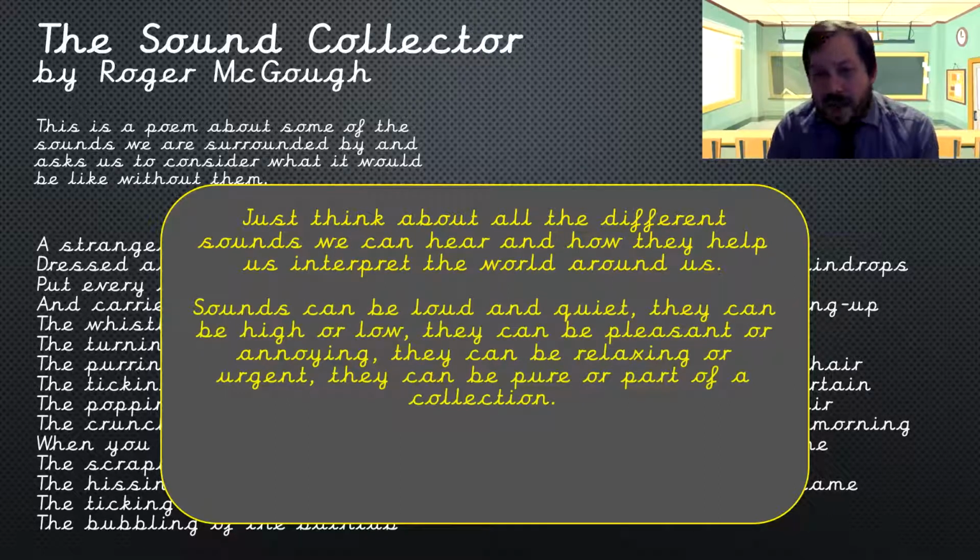These sounds can be loud or quiet. They can be high-pitched or low-pitched. They can be pleasant or annoying. They can be relaxing or urgent. They can be pure or part of a collection.